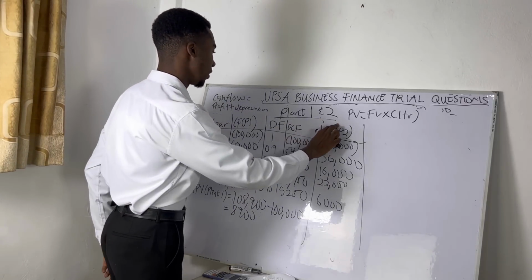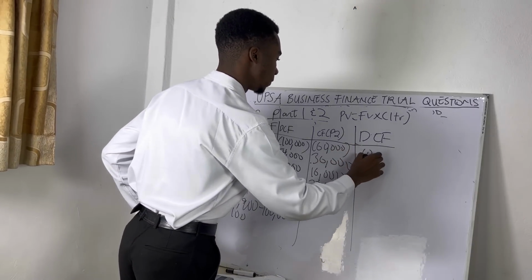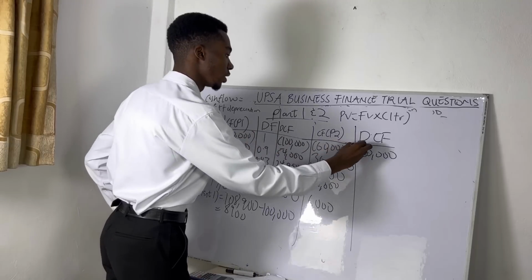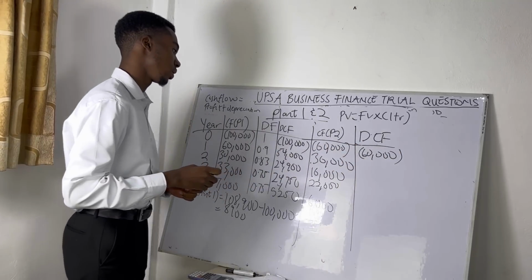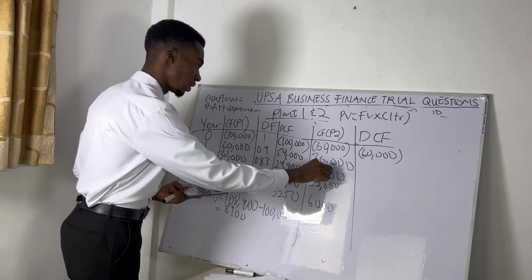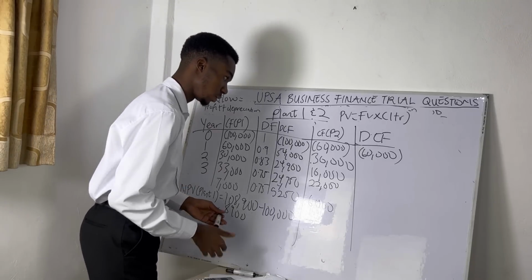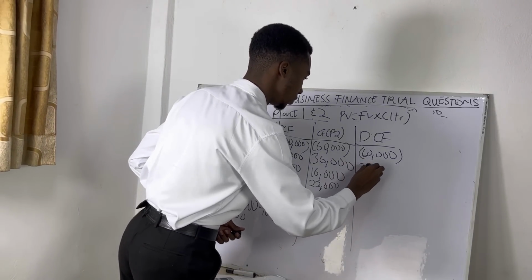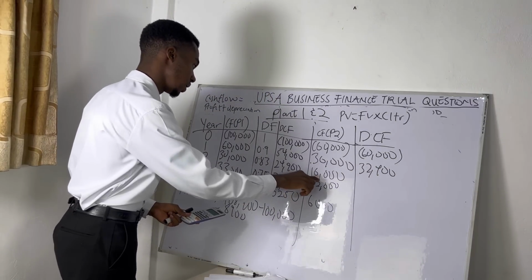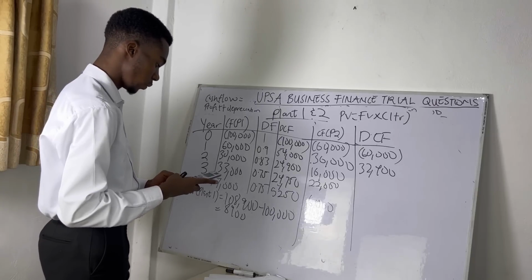So it's going to be the cash flow times the discount factor. The first one is 60,000 times 1, so you can just put it in brackets, as it is subtracted. For year 1, it's going to be 36,000 times 0.9, which is 32,400. Then for year 2, it's going to be 16,000 times 0.83.